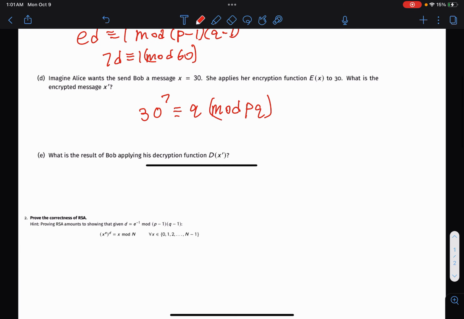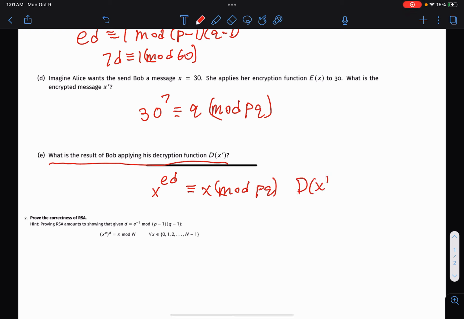Part E. What is the result of Bob applying his decryption function, d of x prime? Do we need to calculate this? No, we don't need to, because we already know that x to the power of ed is congruent to x mod PQ. And therefore, by encrypting and then decrypting it, we will get x. So d of x prime will equal x, which is going to be equal to 30.